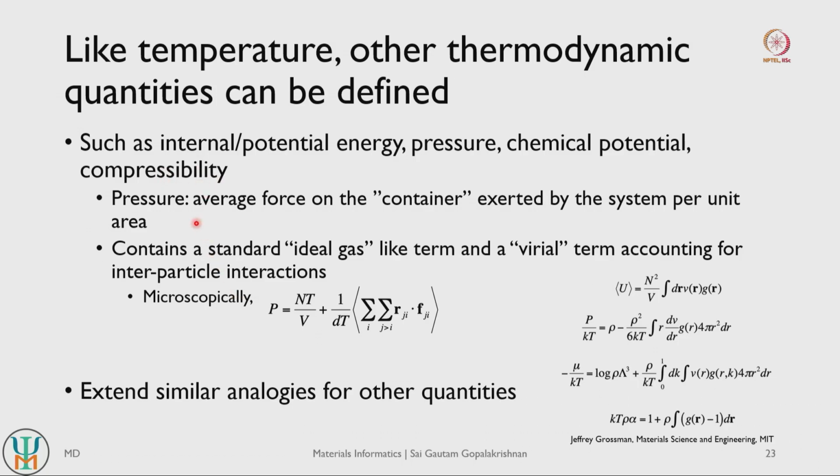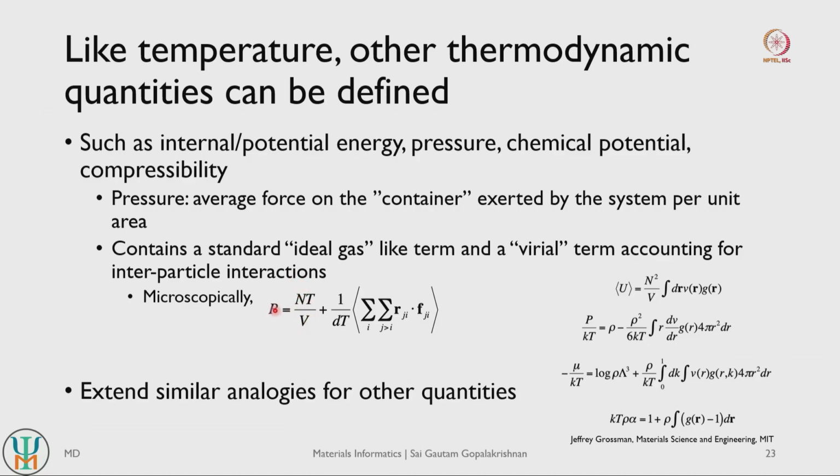So, just to give an analogy of how pressure can be computed using molecular dynamics: pressure is basically the average force exerted on the container by your system per unit area. So you can write pressure as a variant of the ideal gas form. In an ideal gas, we are ignoring the R term here. If you choose the right dimensions, then you can set your R term to be 1. So it is basically NT by V, where N is the number of particles.